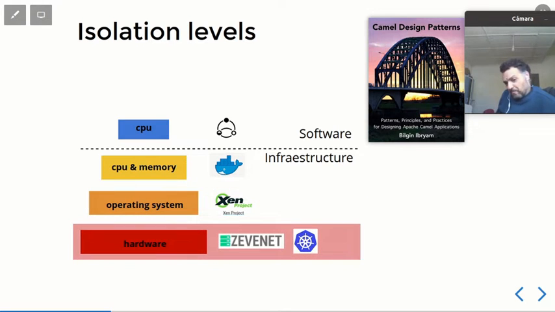And the same idea applies for hardware. If we run our application on the same hardware and the hardware fails, the whole application will fail. So we need to replicate our components in different hardware and use some kind of load balancer, for example.